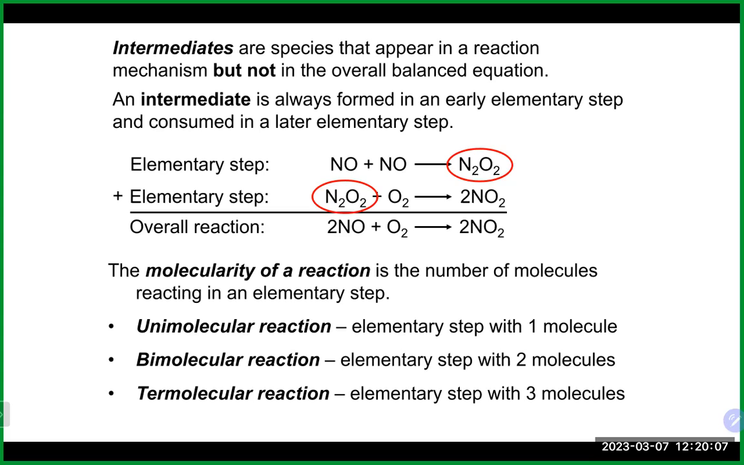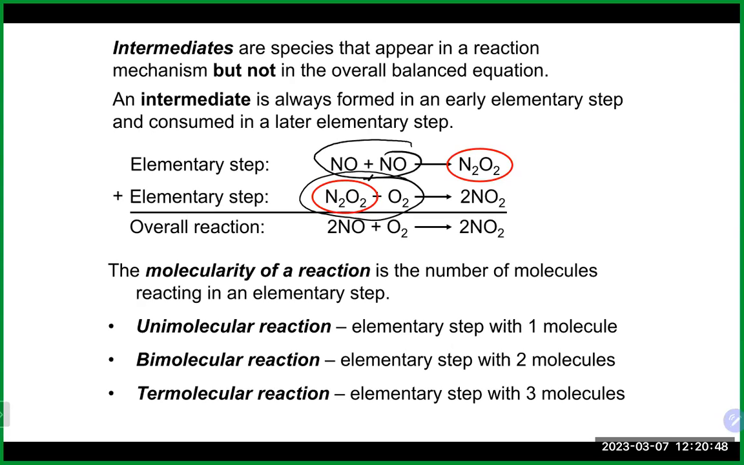We sometimes also talk about the molecularity of the reaction, and that's really the number of molecules that are reacting in an elementary step. There's unimolecular, which means it's just one molecule reacting. There's bimolecular, which means there are two, and there's termolecular, which means there are three. Each of these have two reacting, so they're both bimolecular here in each of these elementary steps. They both have two reactants that are reacting in this case. Any questions on that?